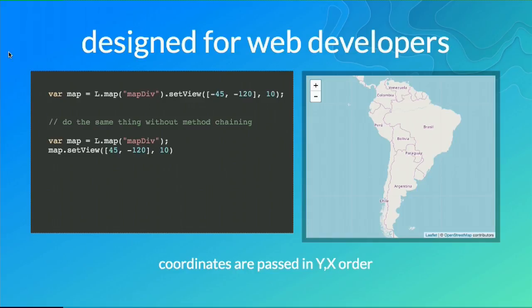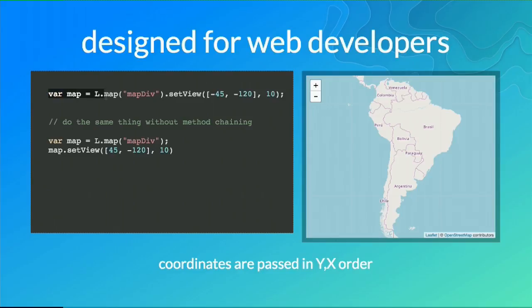So YX order, it's controversial. There are going to be some of you in the room that are lat longers and some of you that are XYers. This is just a good example. I'm not an opinionated guy. There's no right or wrong answer to me, but this is a hallmark of the notion that Leaflet's not designed for geographers. It's designed for web developers. They heard about lat long, so they pass YX.